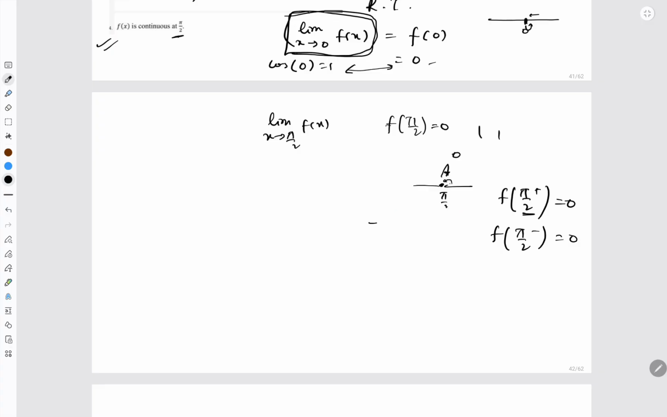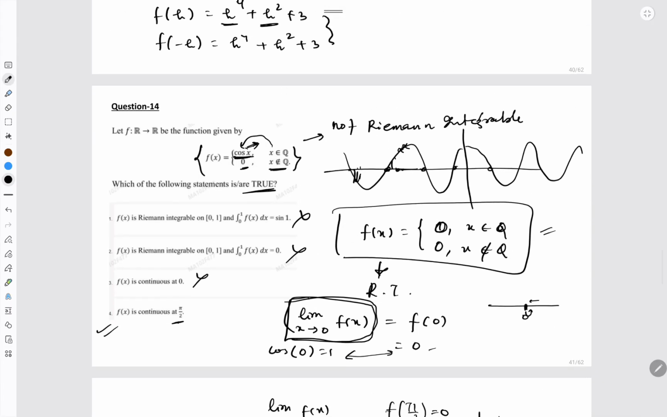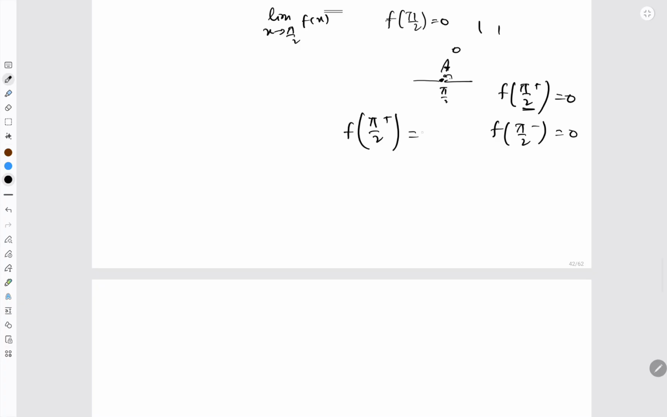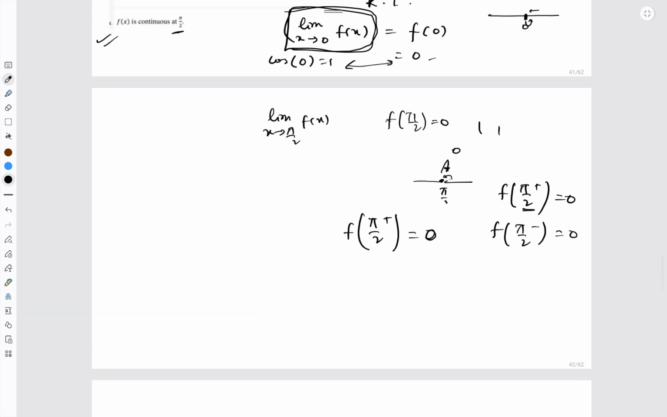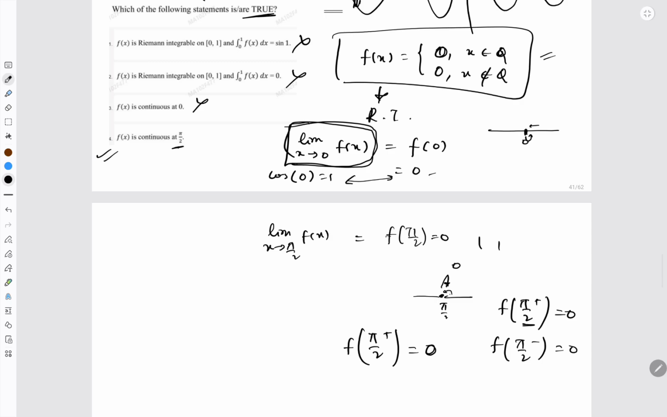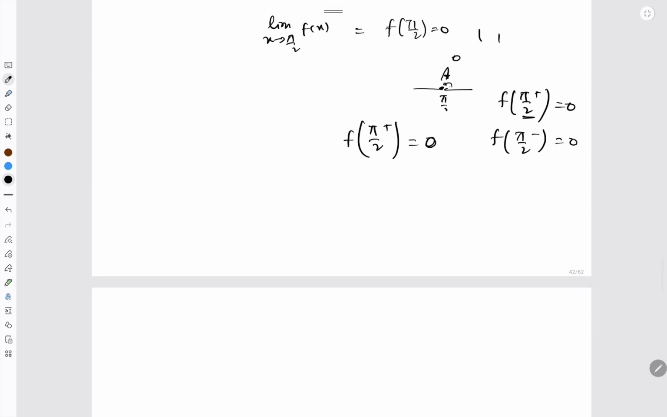If the next number, pi by 2 plus, is a rational number, then f of pi by 2 plus is again defined as cos of pi by 2 plus. Cos of pi by 2 plus is 0 only, because it is a number very near to pi by 2, and cos pi by 2 is 0 only. So this is basically equal. So option 4 is the correct answer.